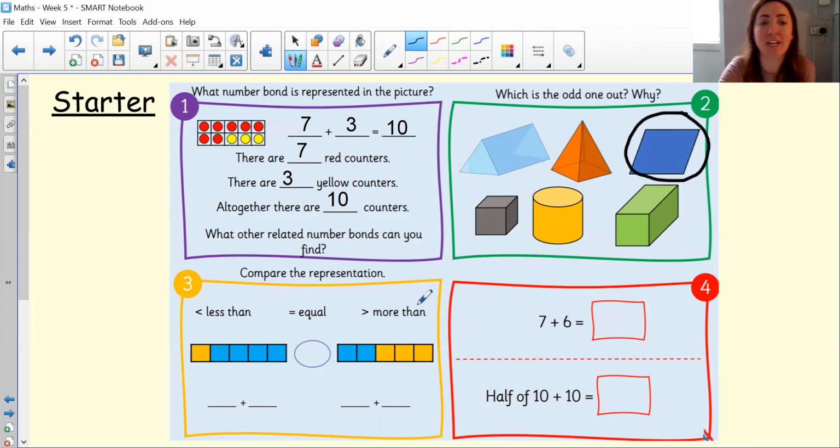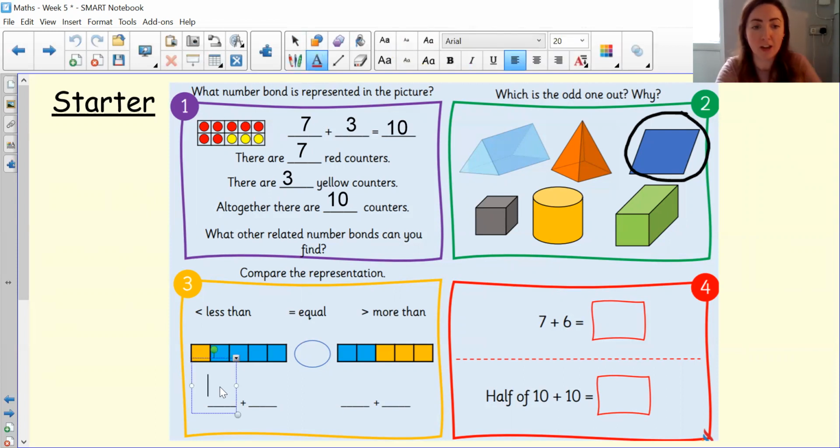Number 3, compare the representation. So we've got this bar shows 1 orange, add 4 blues. So it shows 1 add 4. Altogether, that equals 5. So what about over here? We've got 2 blues. So 2 add 3 oranges. So 2 add 3. And how many is that altogether? It's also 5. So that must mean that they are equal to each other. 1 add 4 is equal to 2 add 3.